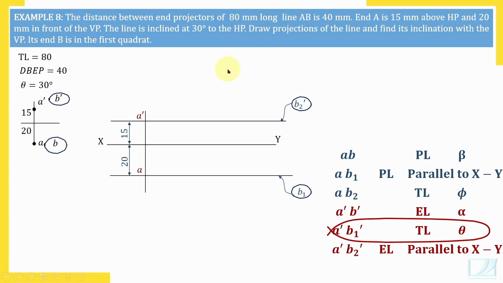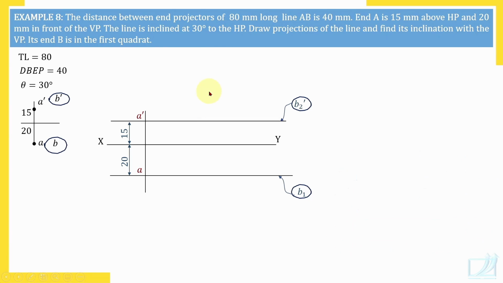And you all know that B dash and B1 dash always lie on a horizontal line. So if B dash is above the XY line, then B1 dash also must be above the XY line. So measure 30 degrees in this manner, that is upwards. So measure 30 degrees and B1 dash we have marked.